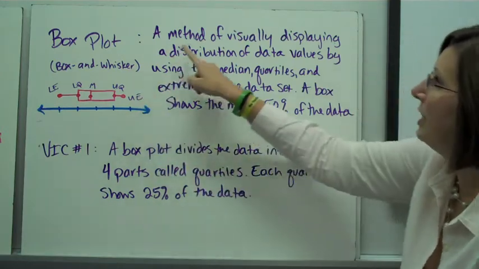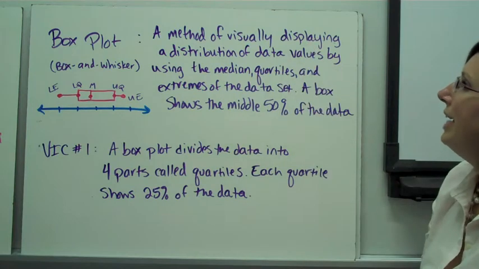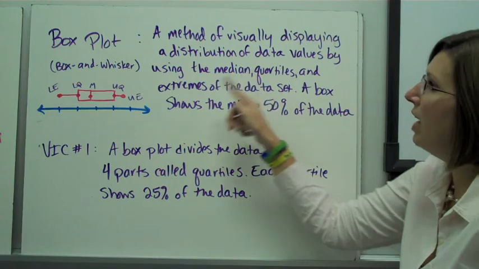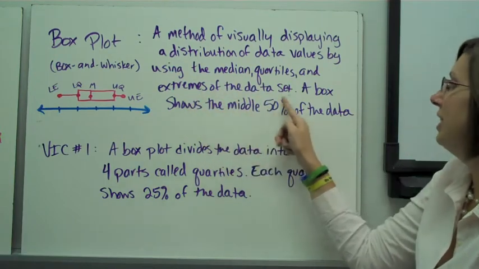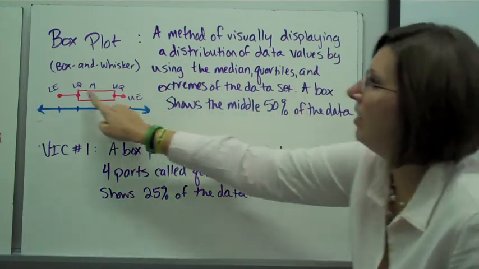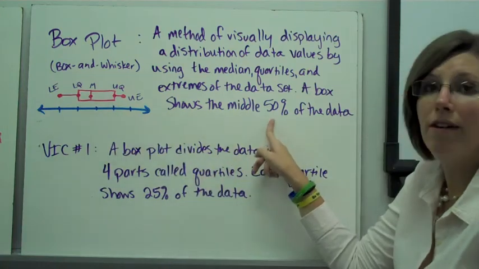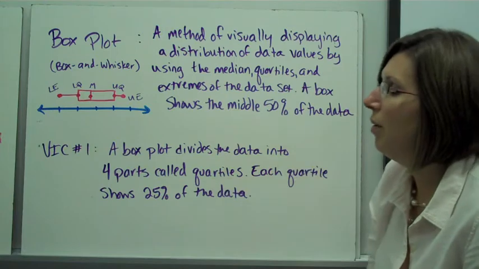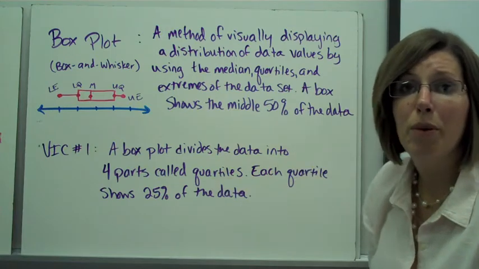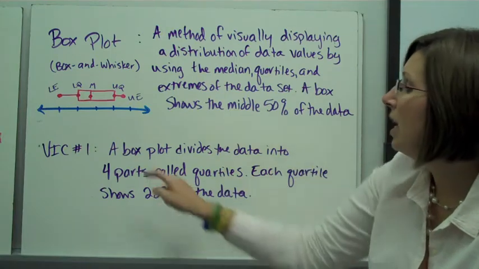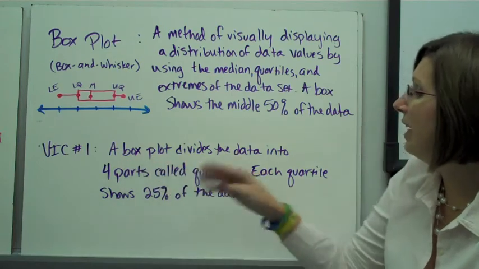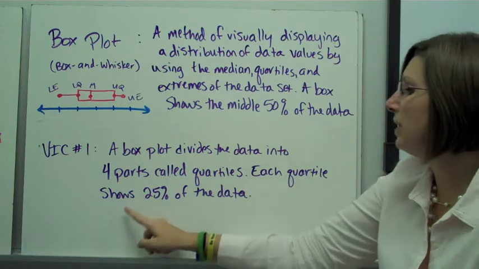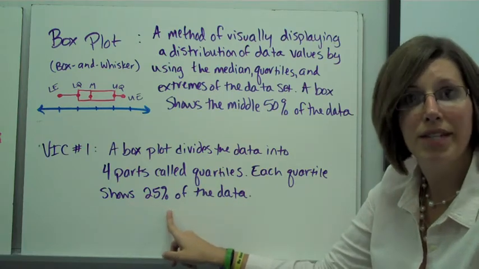A box plot is a method of visually displaying a distribution of data values by using the median, the quartiles, and the extremes of a data set. The box here in the middle shows the middle 50% of the data. So VIC number 1, that stands for very important concept number 1. A box plot divides the data into 4 parts. Those are called quartiles. Each quartile shows 25% of the data.